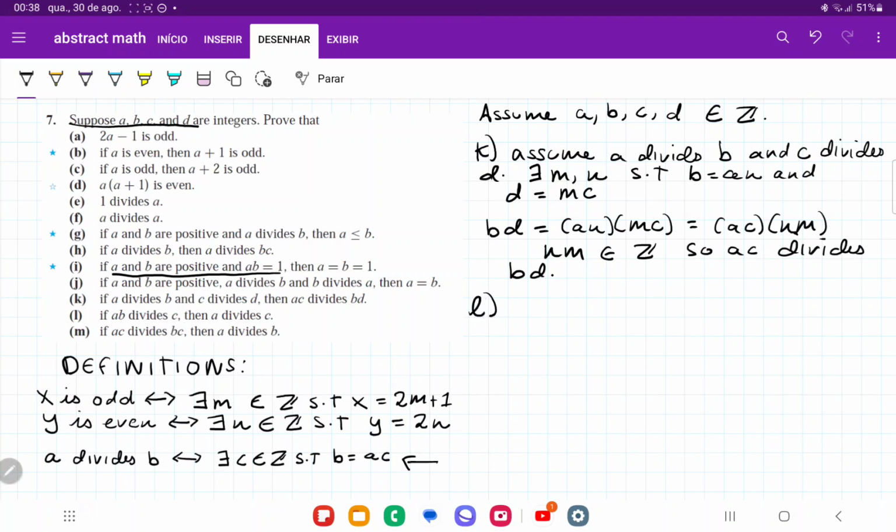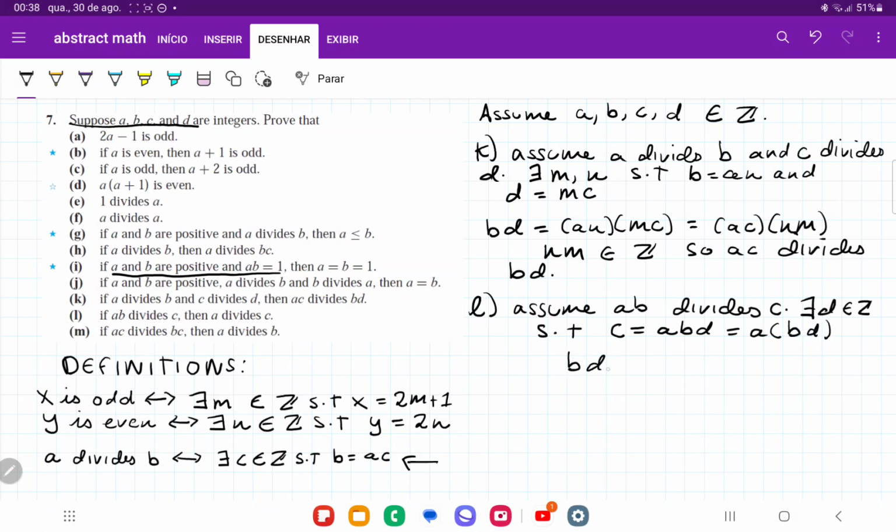Let's do L. If AB divides C, so assume AB divides C. Then there exists D belonging to the set of integers such that C is equal to ABD. Okay, so if C is equal to ABD, that is A outside and BD inside. And I'm going to say, okay, BD belongs to the set of integers, right? So A divides C. So we have shown that.